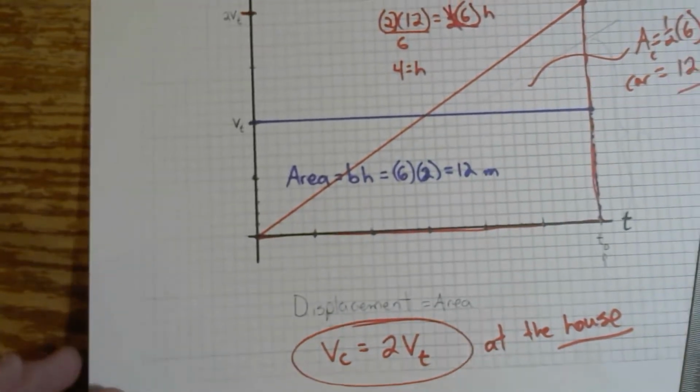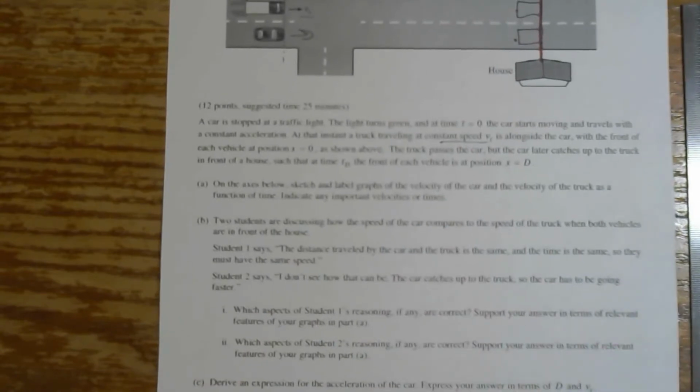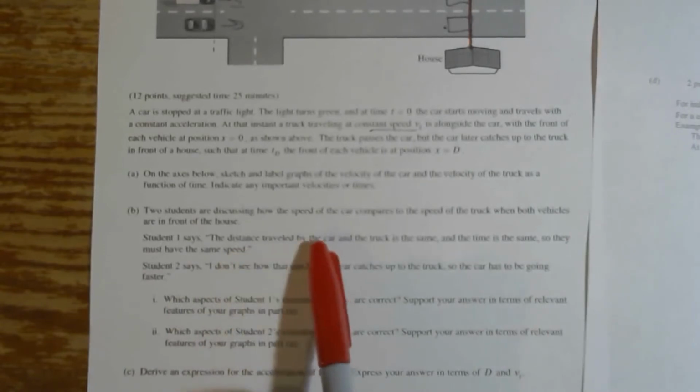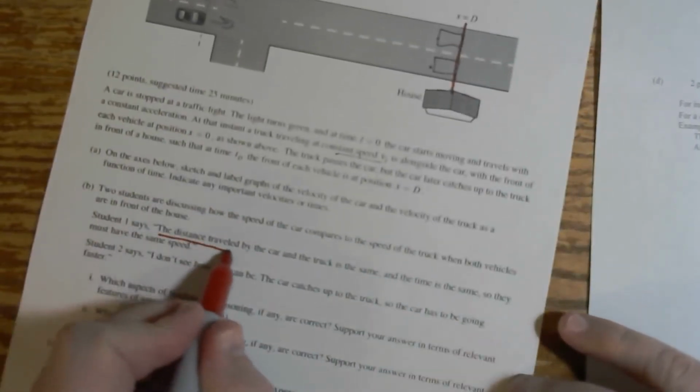All right, so the second part of the question talks about these two students talking about how the speed of the car and the truck compare. Well, the first student says the distance traveled by the car and the truck are the same. That is a correct answer. That is correct.